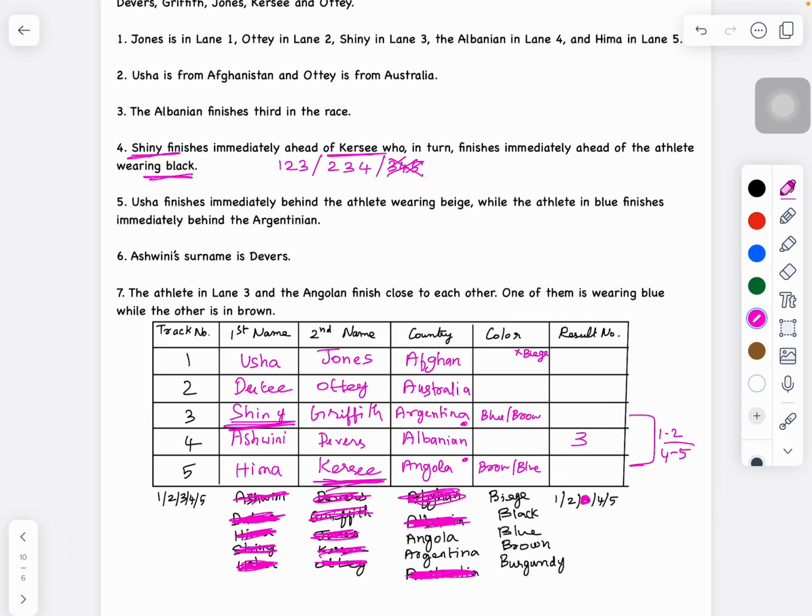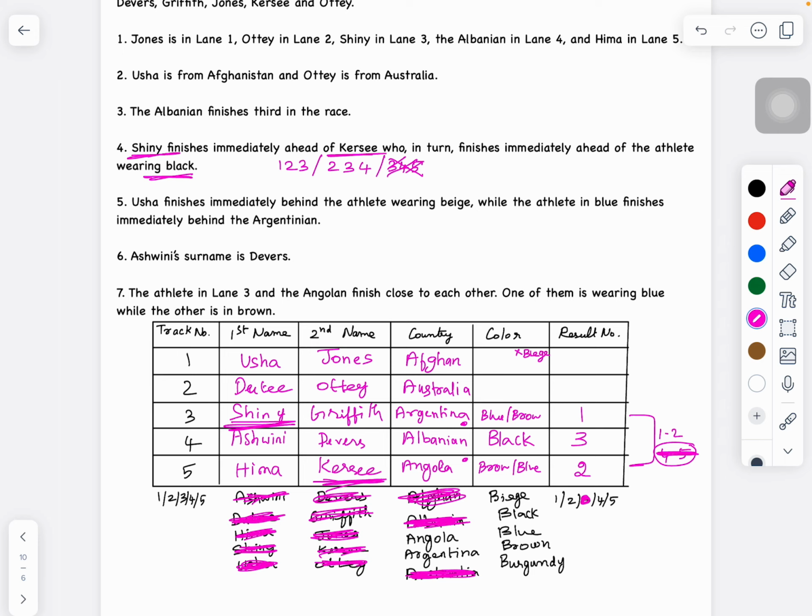So what I can tell is these two people can definitely not be 4th, 5th rank people. The reason being, if Shiny and Kersey belong to 4th, 5th rank, how can they finish ahead of somebody? So these two people belong only to 1st and 2nd rank. Which means Shiny is the first person who is immediately ahead of Kersey, who is the second person, and the second ranked person is immediately ahead of somebody wearing black. So this is black who is in third position.